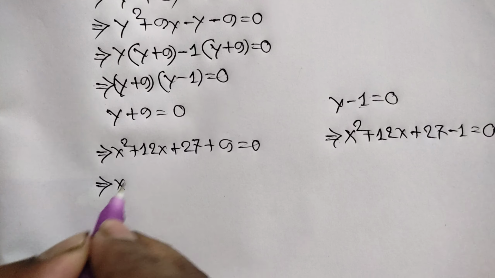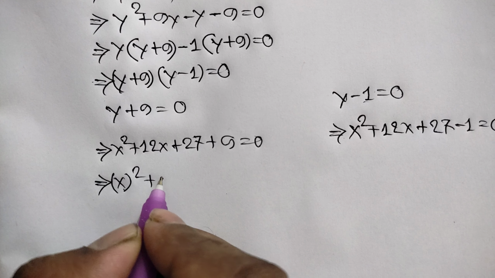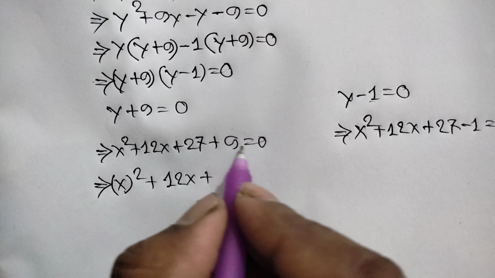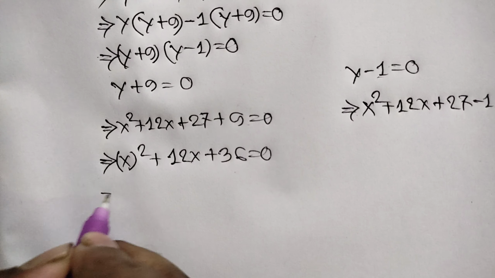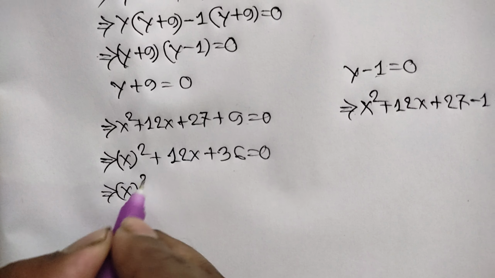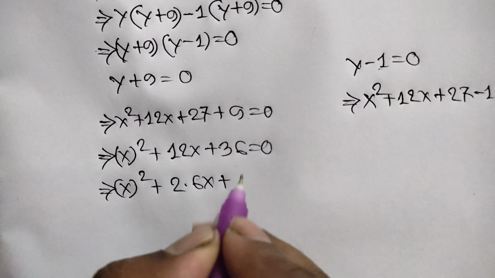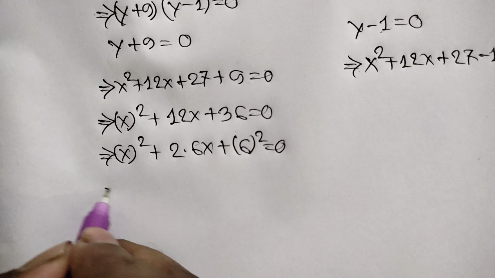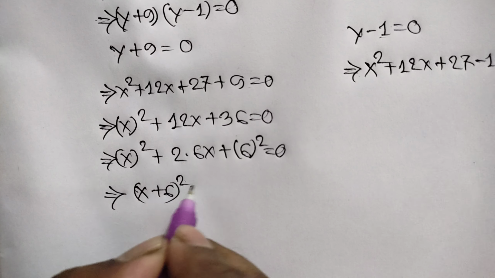Or x square plus 12x plus 27 plus 9, that is 36, is equal to 0. Now we can write x square plus 12x, which can be written as 2 times 6x, plus 36, which can be written as 6 square, is equal to 0. Now here we can write (x plus 6) whole square is equal to 0.